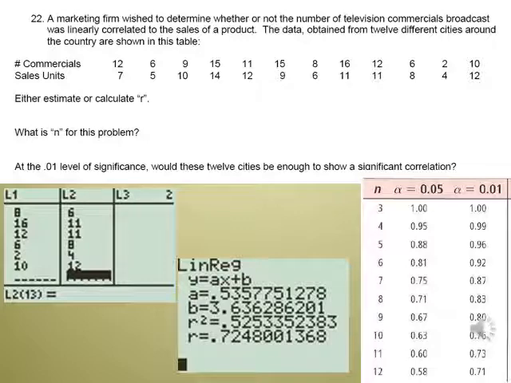Again, whenever you're doing an R test, you want the calculator value to be bigger than the table. If the calculator value is larger, then yes, it's significant. If the calculator value is less, no, it is not.